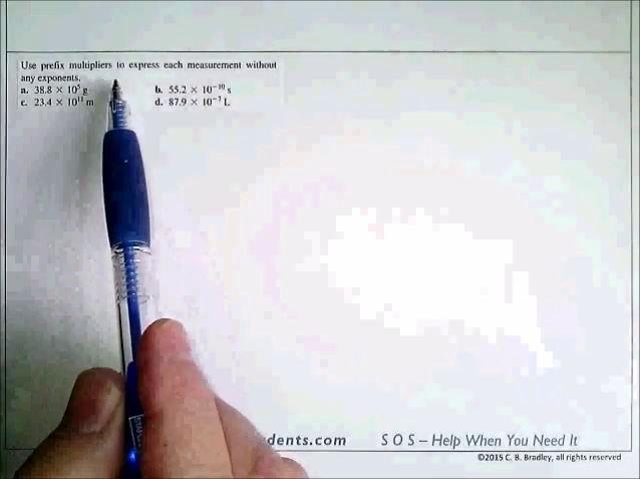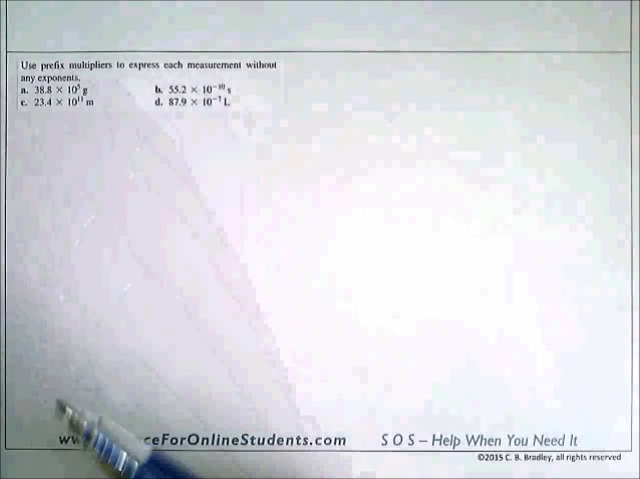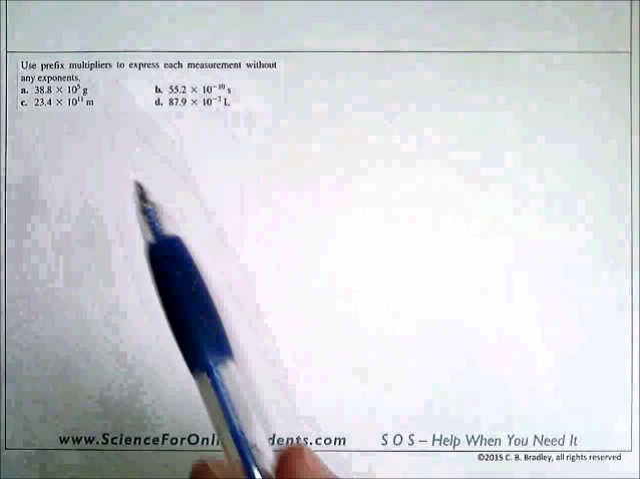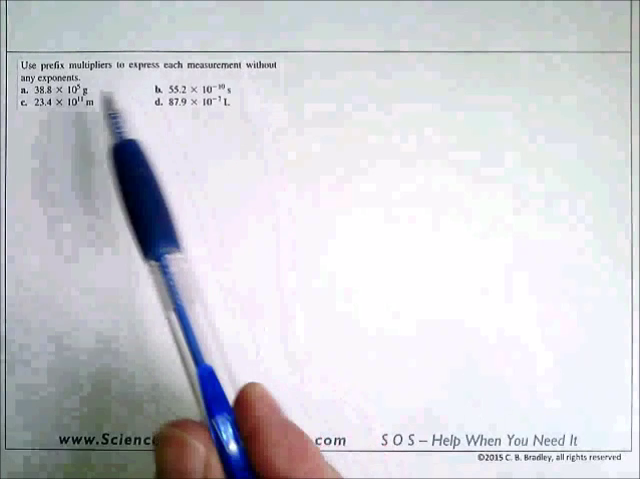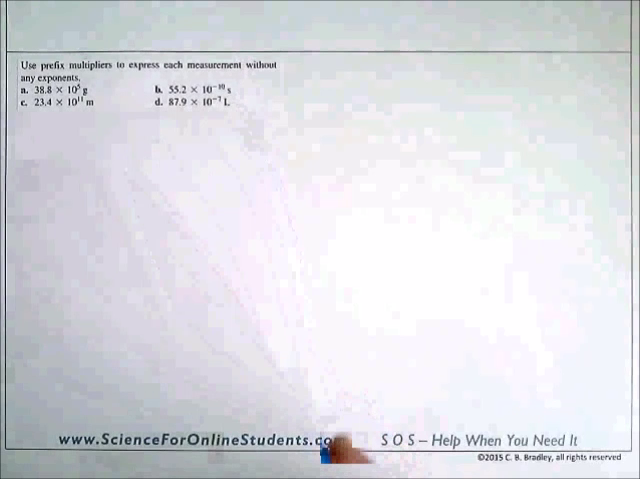Use prefix multipliers to express each measurement without any exponents. This is a conversion type problem. We will be converting from the base unit, grams, meters, seconds, or liters, to a unit with prefixes, one of the standard prefixes. And we have some choices here.